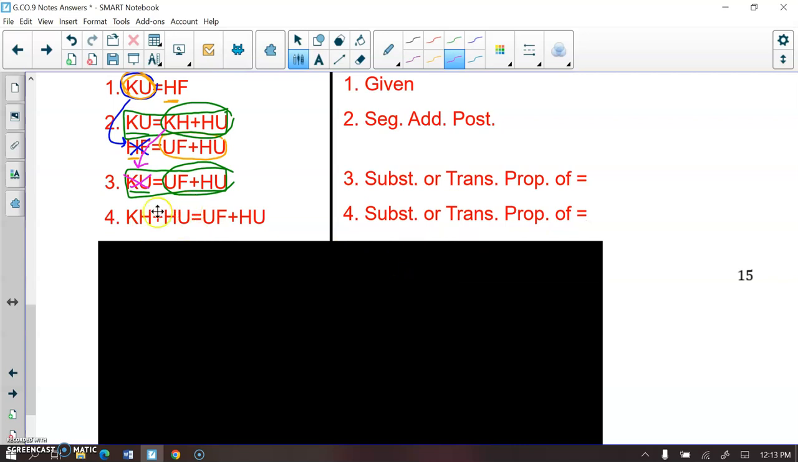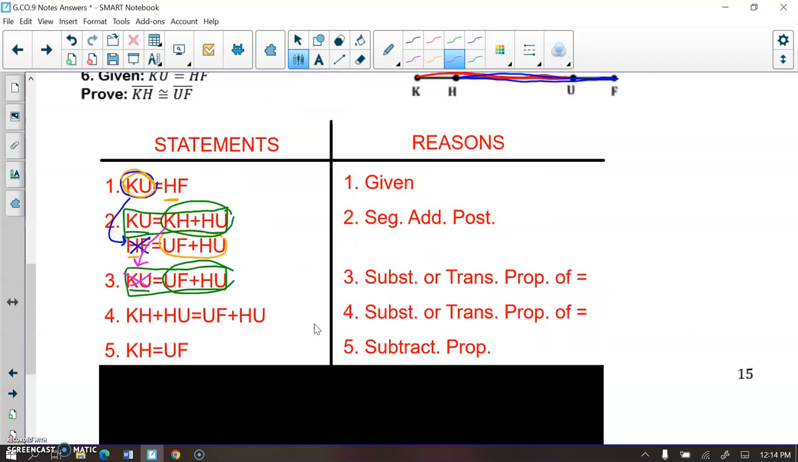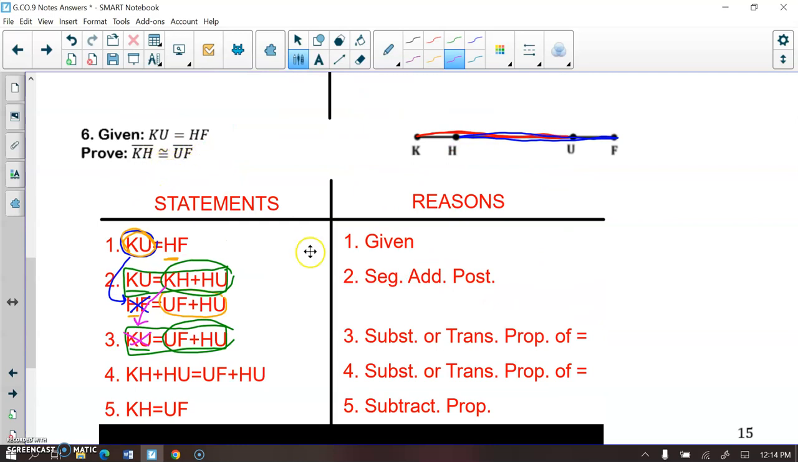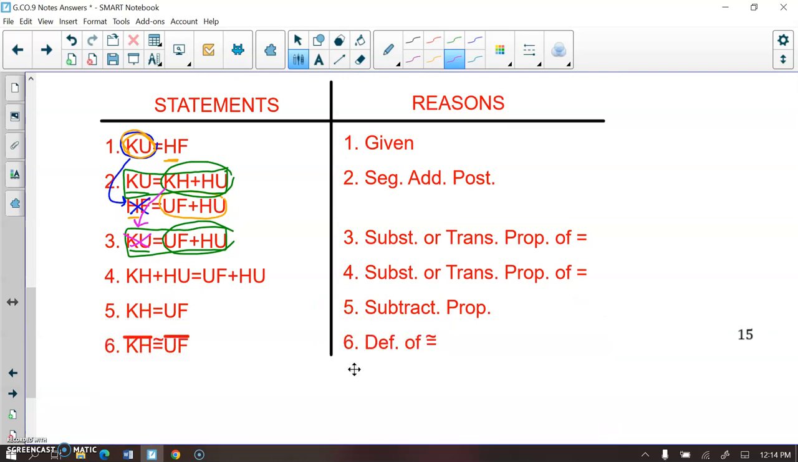Looking at this statement here, both of them have an HU. So if I subtract HU from both sides, I'm left with KH is equal to UF. Now, I'm trying to prove KH congruent to UF. So I don't want them equal to each other. I want them congruent. So I can use the definition of congruency now to state that KH is congruent to UF.